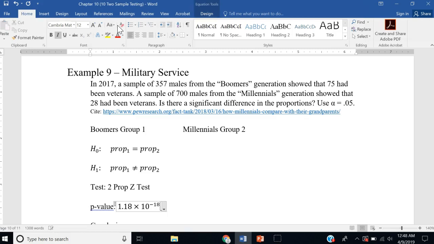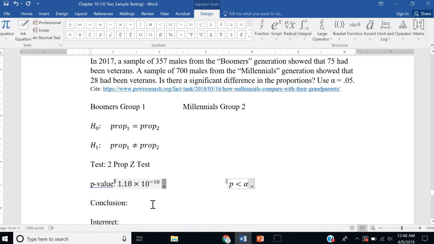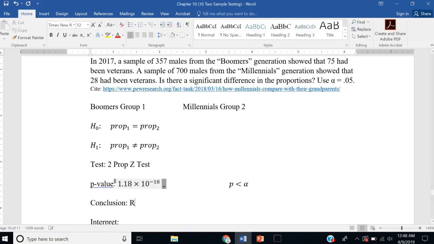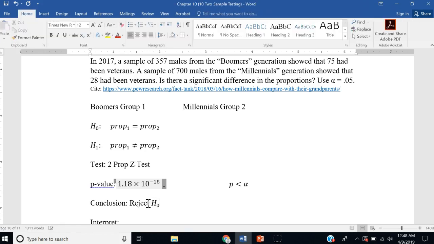That is an extremely small p-value. It's very, very close to 0. Think about how many zeros. You'd have to have 17 zeros after your decimal point to write that. So clearly this p-value is less than alpha. Alpha is 0.05, so we're much less than alpha. So the conclusion is to reject the null hypothesis, reject H0.